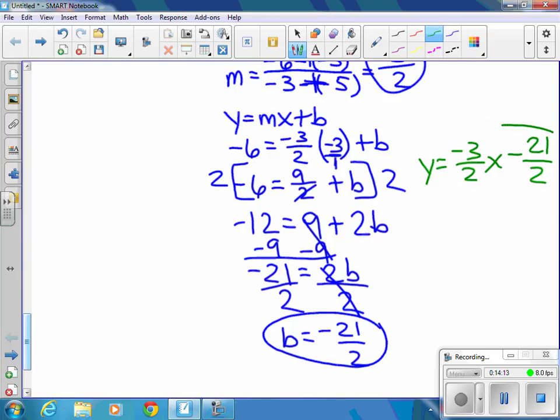I would not ask you to graph this, but in the chapter on writing equations from it, you will be expected to write an equation that does have fractions in it. So make sure that you can operate with all the different types of numbers.